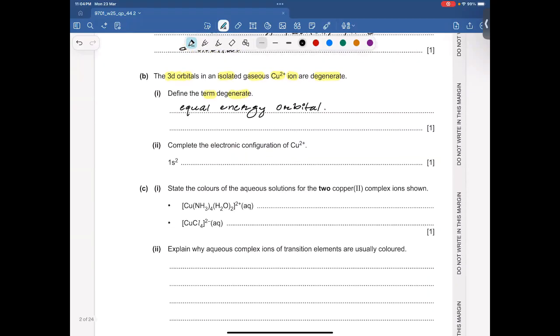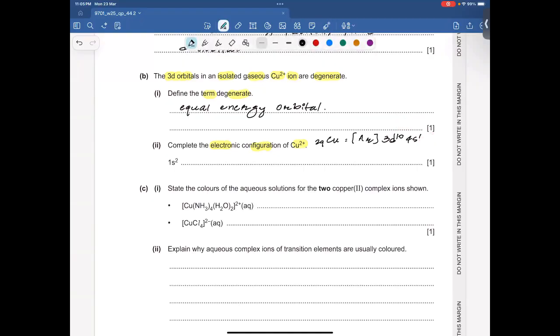Okay. Now the next is the complete electronic configuration of copper-2 ions. By the way, a copper atom has an atomic number of 29. So its general configuration is argon 3d10 4s1. So for copper-2 ions, two electrons are lost. One is lost from the 4s orbital and another one is lost from the 3d orbital.